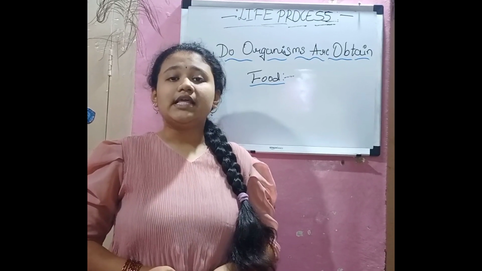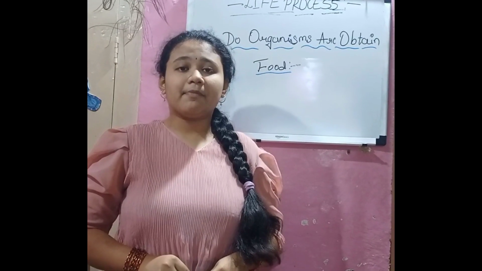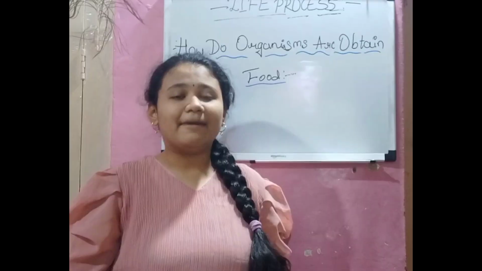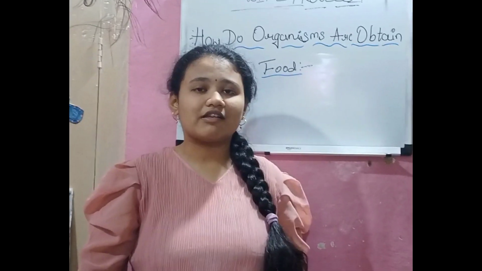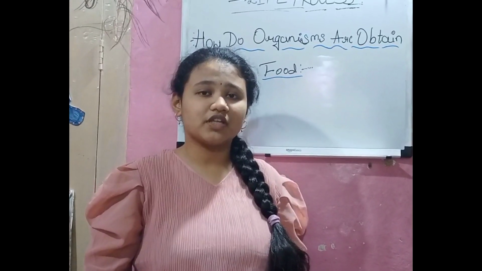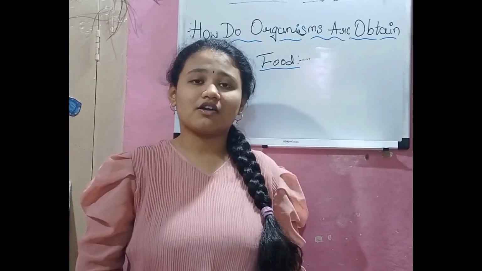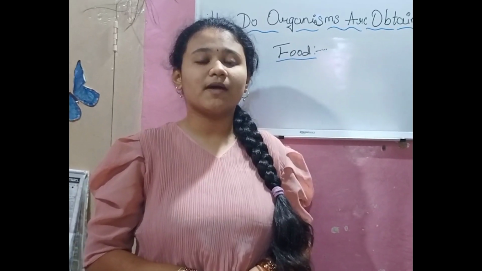For example, nutrition in amoeba. Amoeba has only a single cell. Multicellular organisms are organisms which have more than one cell. Those organisms are called multicellular organisms. For example, nutrition in human beings.